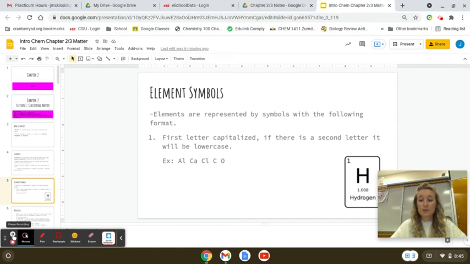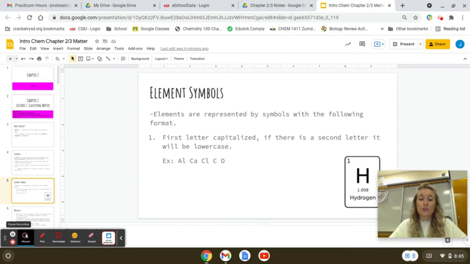All right, element symbols is something that you should be pretty familiar with. You should have just taken a test on them. Elements are represented by these symbols on the periodic table. When we start to form compounds and things like that, we're going to be looking at these symbols. So it's important that we know and are able to understand what scientists mean when they write these symbols, instead of writing out the whole word.